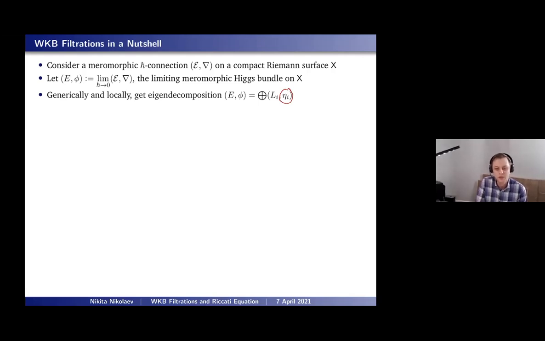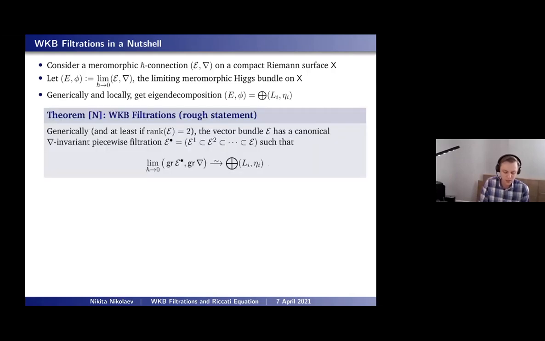Now, of course, a Higgs field is an endomorphism valued in differential forms. So these are differential forms. The eigenvalues are differential forms, meromorphic differential forms. But basically, you get this nice, very simple local picture where you decompose Higgs bundles into something very simple. So somehow the point is that you would want to do the same with connections, but it's a bit more complicated.